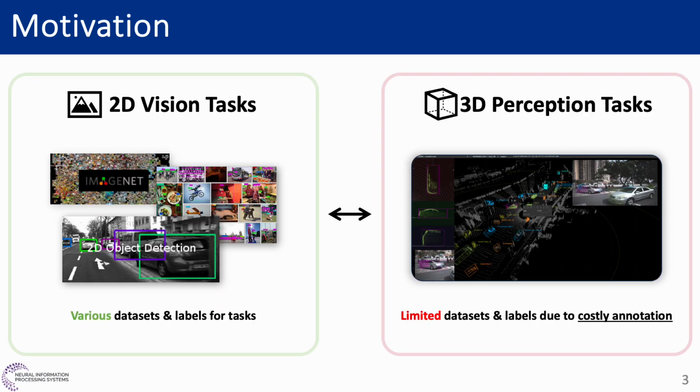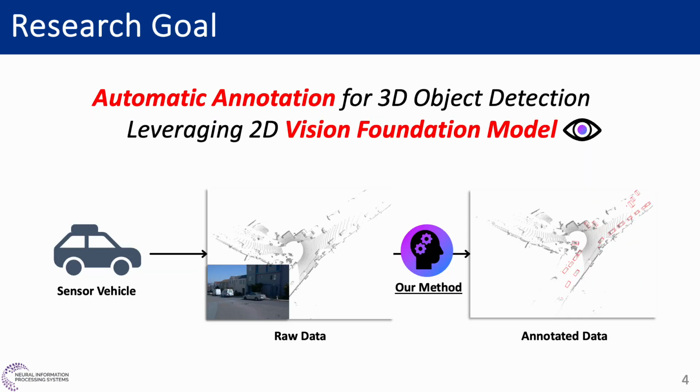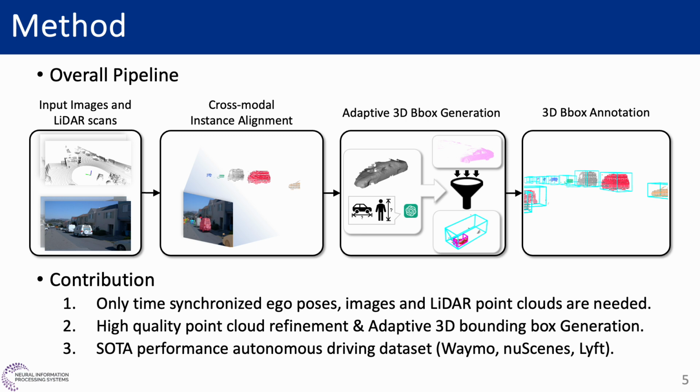Meanwhile, in the 2D domain, vision foundation models trained on large-scale text-image aligned datasets have emerged. However, in 3D perception, obtaining large-scale datasets is difficult, and annotation is non-trivial, which acts as a bottleneck. Therefore, we propose a pipeline that leverages 2D vision foundation models to automate the annotation for 3D object detection. Our contributions are as follows.